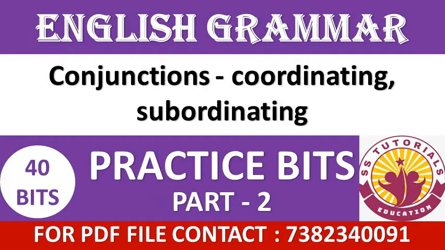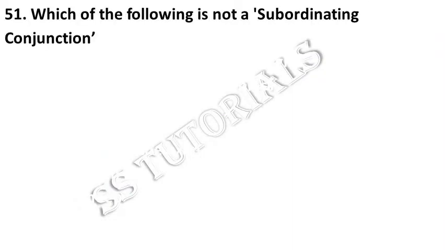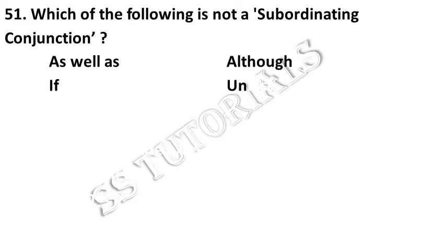In this video, we practice some more important bits regarding the topic conjunctions, coordinating, subordinating from the English grammar. Which of the following is not a subordinating conjunction? Answer: as well as.